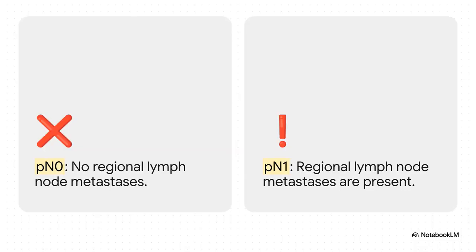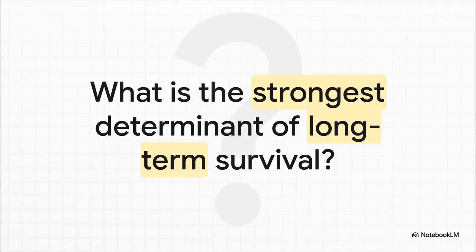Now, the N category for these tumors is thankfully nice and simple. It's a yes or no question. pN0 means you looked and found 0 positive regional lymph nodes. pN1 means you found at least 1. It might seem simple, but for the patient, that jump from pN0 to pN1 is a massive deal for their prognosis.